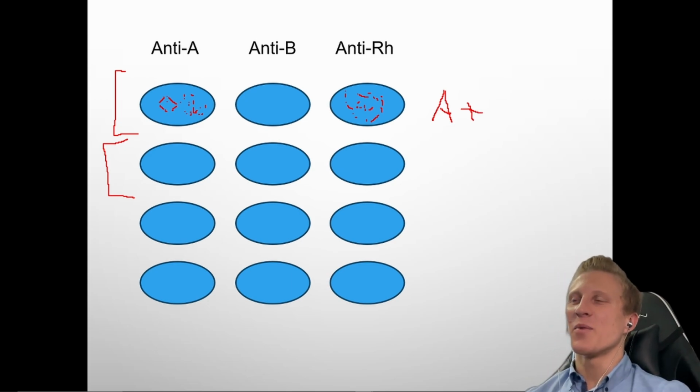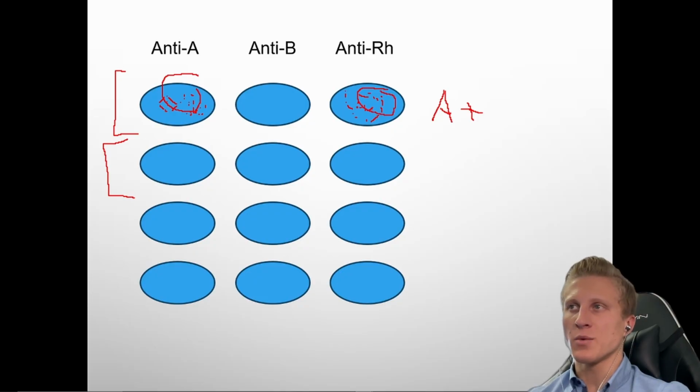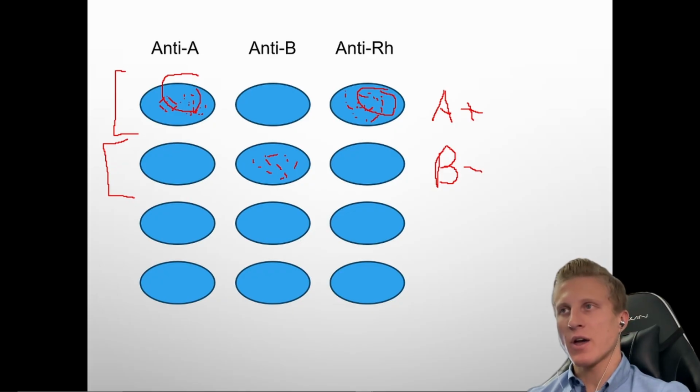So this particular patient would have A positive blood because we reacted with the A antibodies, and we reacted with the anti-Rh antibodies right here. So this patient would be A positive. If we just had a reaction right here, but we did not have a reaction with A or Rh, then this would be B. I'm trying. This would be B negative blood.